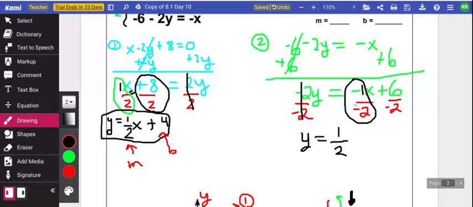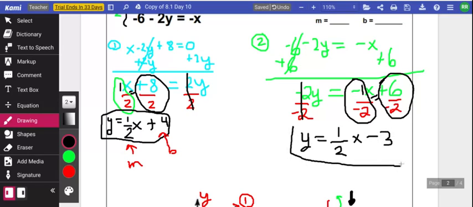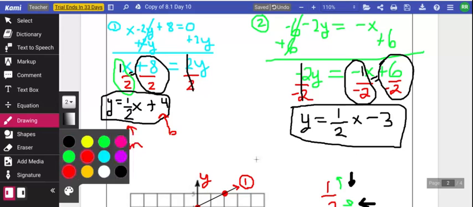Notice this is not 2 over 1. 2 over 1, yes, would be 2. But this is 1 over 2, or 1/2. Don't forget your x. So this is 1/2 x. And then here you have 6 divided by -2. That is a -3. Okay, so this is the equation in slope-intercept form. Now I can identify m and b.